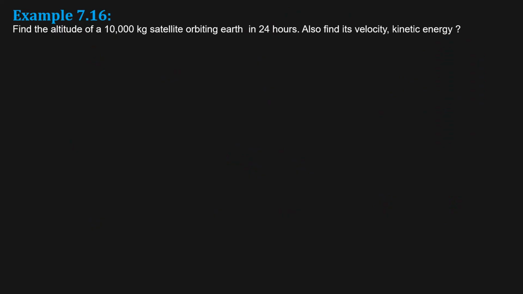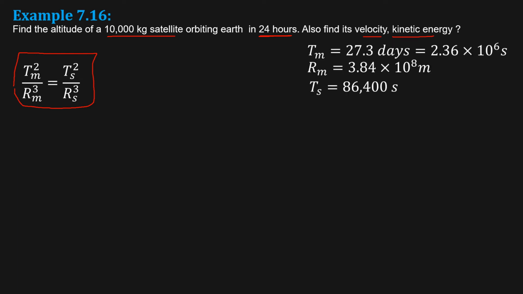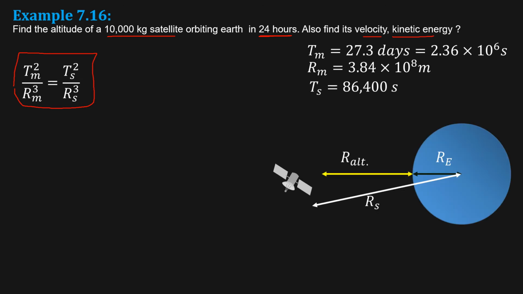Let's look at another example. Find the altitude of a 10,000 kilogram satellite orbiting Earth in 24 hours. So we have its period, 24 hours. We have its mass, and we want to find the altitude. Also find its velocity and kinetic energy. Okay, again, we use this ratio. M stands for moon, S stands for satellite. Here are our values that we can figure out. We must change everything into seconds and meters, and plug them into our equation.